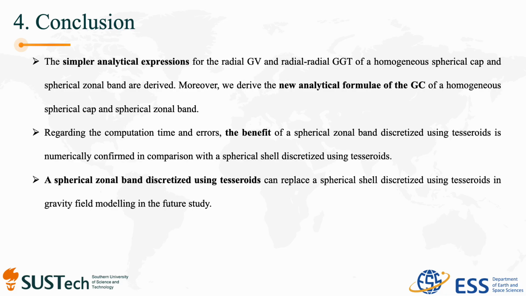Regarding the computation time and errors, the benefit of a spherical random ball discretized using tesseroids is numerically confirmed in comparison with a spherical shell discretized using tesseroids. A spherical random ball discretized using tesseroids can replace a spherical shell discretized using tesseroids in gravity field modeling in future studies.